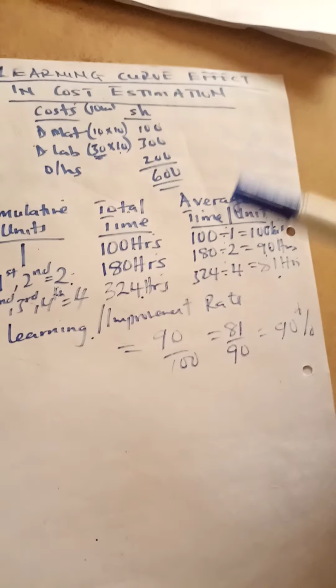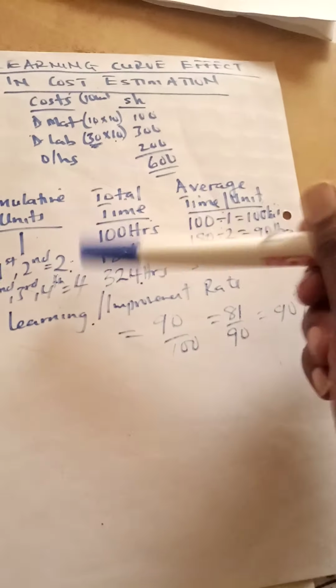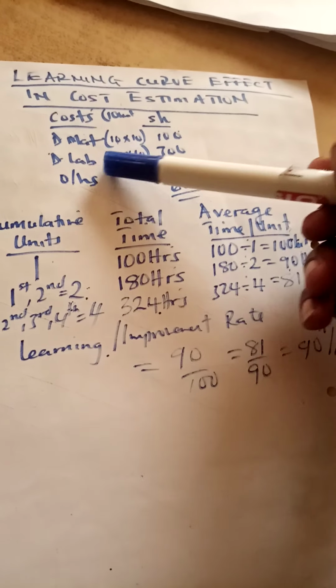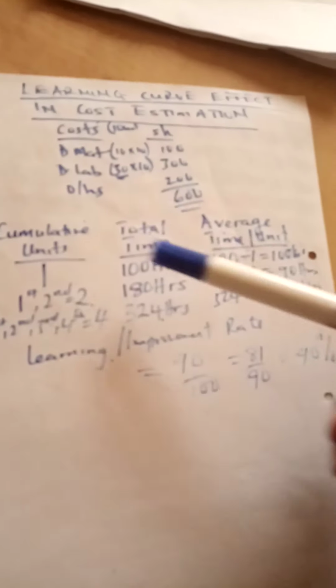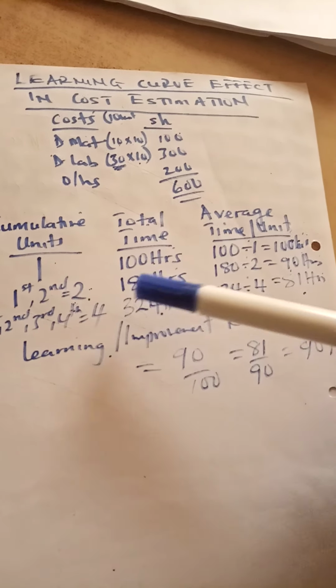So once we have this in mind, it now means when you are preparing a cost statement like this, labor hours will require time. You should not always just say that the first unit took 100, so 4 units will take 400.